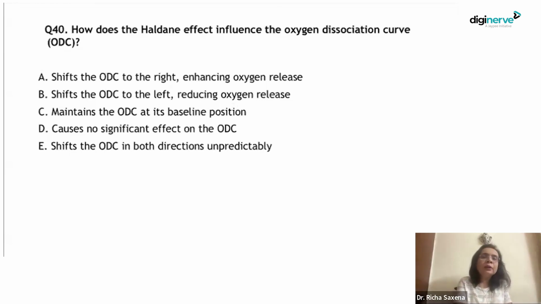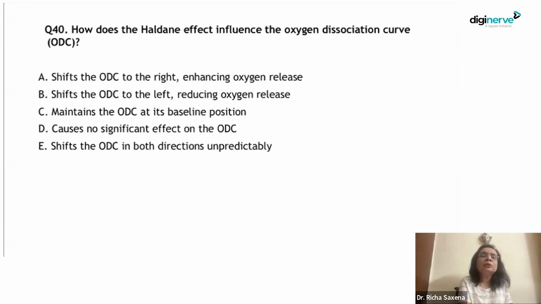And to briefly tell you what happens in Bohr's effect is that affinity of oxygen to combine with hemoglobin is inversely proportional to the carbon dioxide concentration and to the acidity. So if the carbon dioxide level increases or if acidity increases, in that case, the affinity of oxygen to combine with hemoglobin reduces. And when the affinity of oxygen to combine with hemoglobin increases, the oxygen dissociation curve shifts to your left hand side.